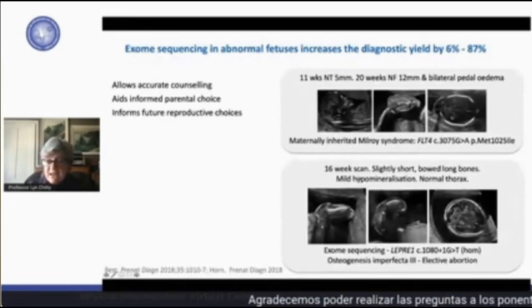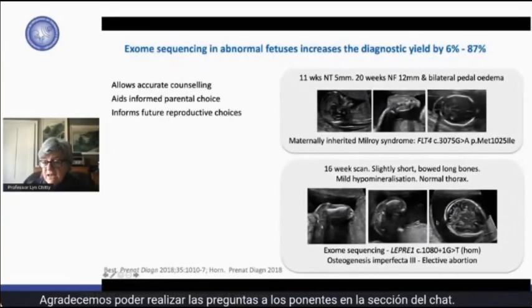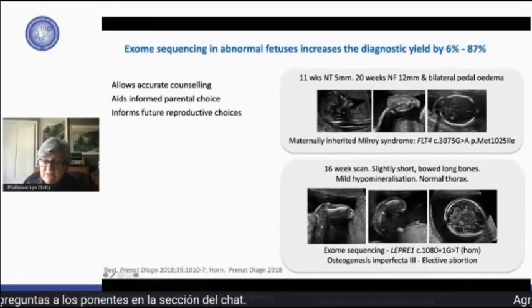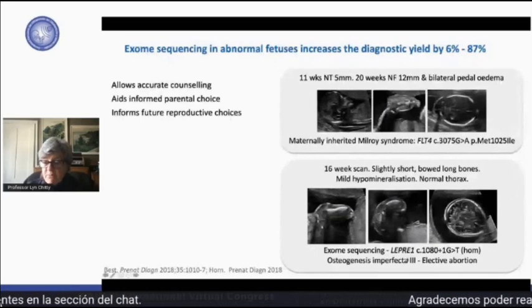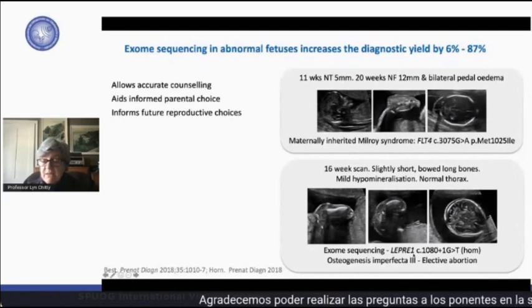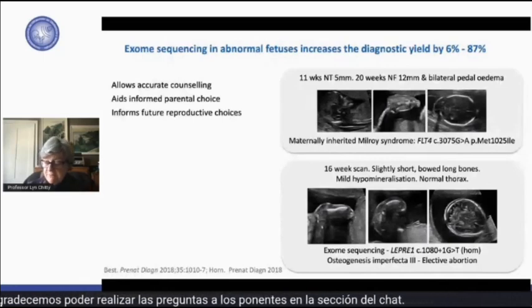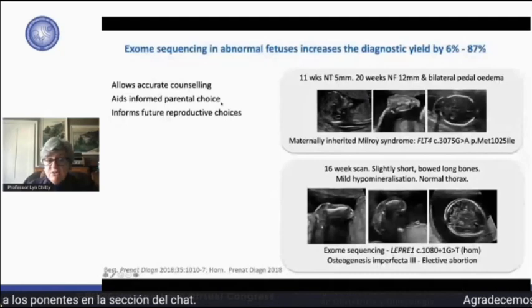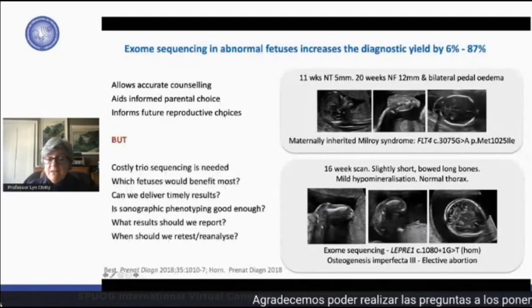On this scan, you can see that the baby has short, slightly wavy bones, bowed here, and a slightly hypomineralized skull. And on this occasion, exome sequencing showed this LEPRE1 mutation, which is one of the recessive OIs, and we could also see that a mutation had been inherited from both parents. So this allowed for accurate counselling, helped inform parental choice, and informs future reproductive choices. But in both cases, we needed to do trio sequencing.